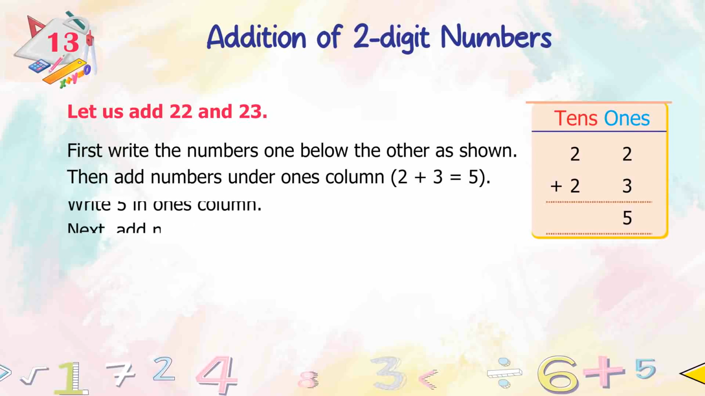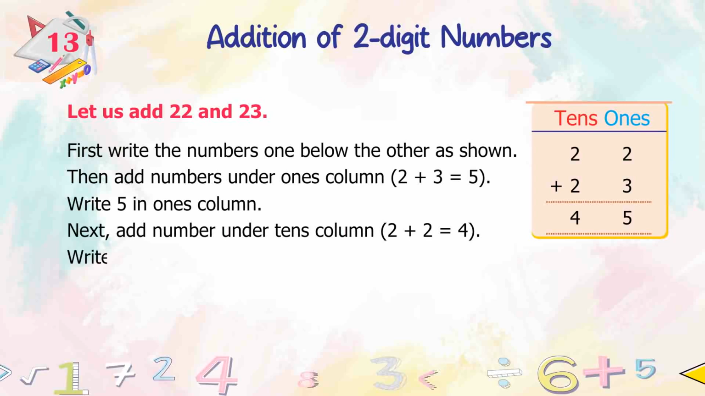Next, add numbers under tens column. 2 plus 2 equals 4. Write 4 in tens column. The sum is 45.